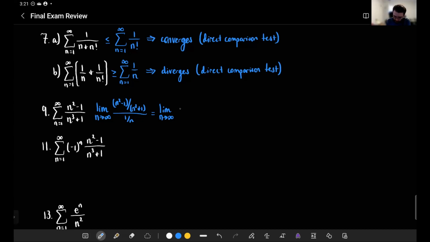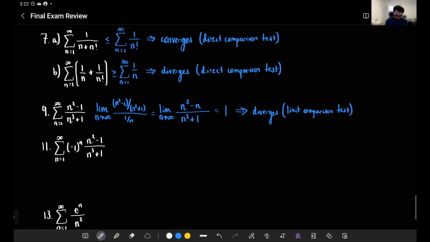Simplifying this fraction here, I get, let's see, the n comes up to the top. So instead of n squared minus 1, it's n cubed minus n. On the bottom, it's n cubed plus 1. Those are the same degree, right? They both have a third power. So that limit is 1, which is good, right? That's a positive finite number. So limit comparison test says the two series behave the same. In this case, the one we were comparing to was the harmonic series. So by limit comparison, ours diverges as well.